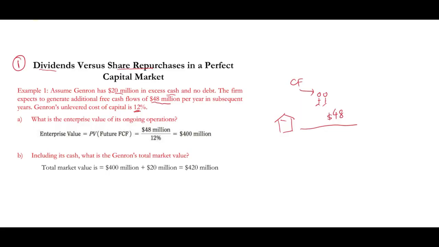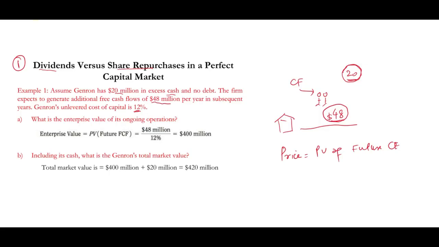So the company right now has 20 million excess cash and the expectation is that it will generate 48 million as cash flow. As we know, the price of anything is the present value of future cash flow. And when we have a company, we know that the future cash flow is 48. The 20 million is not a future cash flow, it is current cash that the company has.